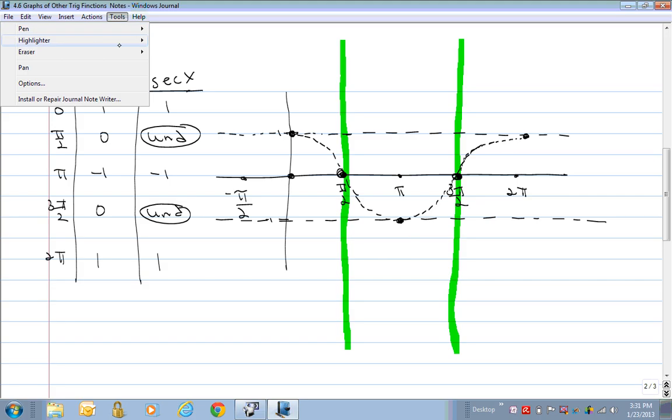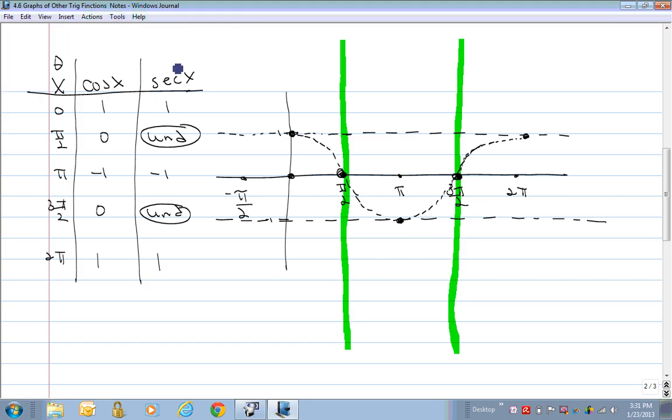All right, now let's go back and draw in our secant graph. Again, it is our cosine graph reflected outward, or reflected over that amplitude. So if I take this part of this graph right here and I reflect it out, it's going to look something like this.